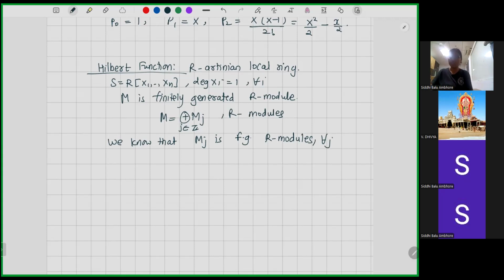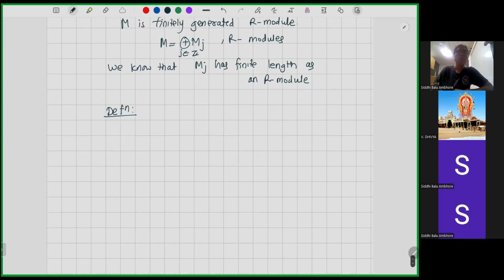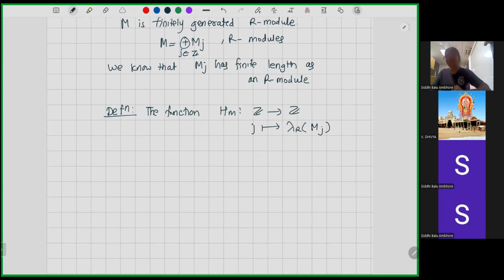Okay, it's not just finitely generated, Mj has a finite length as an R module. I will tell you what this length means. So the function Hm from Z to Z. I'm assuming that Mj has a finite length, so that's exactly what I define here: j goes to lambda R of Mj.